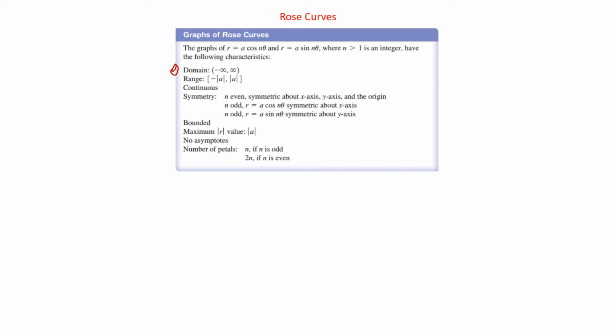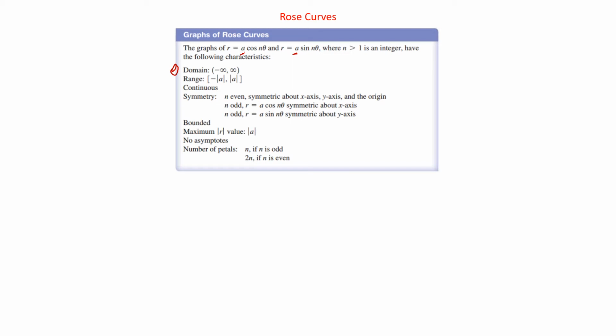The range is going to be from -a to +a, absolute values, because the maximum value it could be is that number. The sine and cosine only multiply it by something from -1 to +1, so it's going to shrink it. It's going to be continuous.